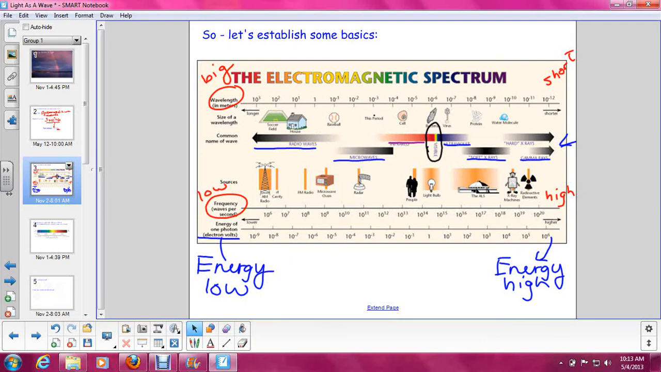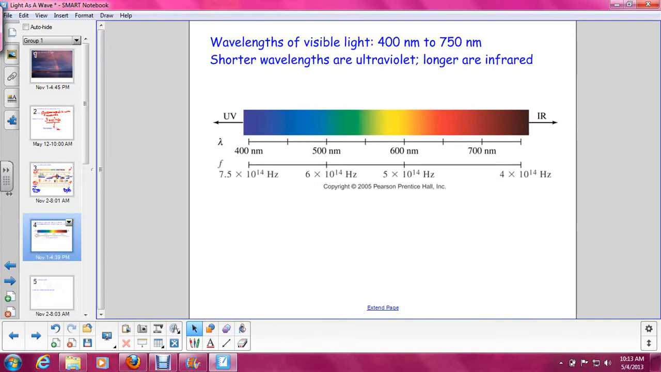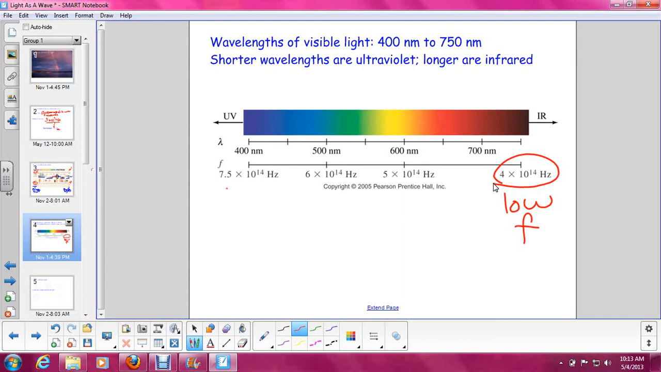Now, the part that we're interested in is the visible spectrum. So the visible spectrum goes from a low frequency, which is red, to a high frequency, which is blue. The low frequency of light is about 4 times 10 to the 14 hertz, which is a lot. That's still really high. And the high frequency of light is about 7.5 times 10 to the 14 hertz.